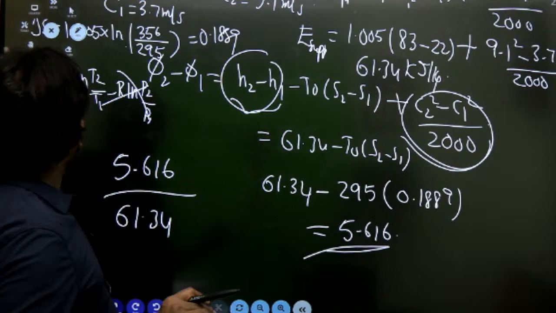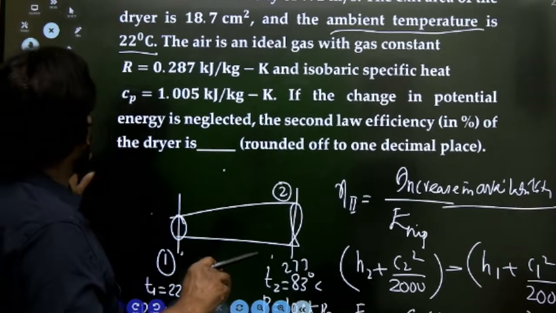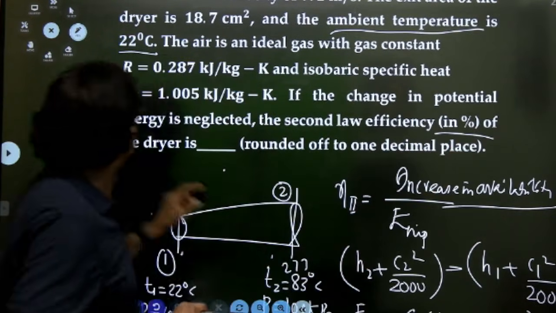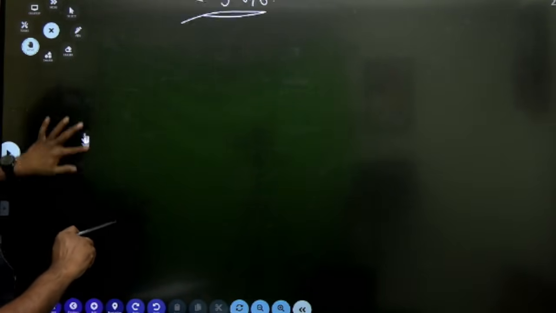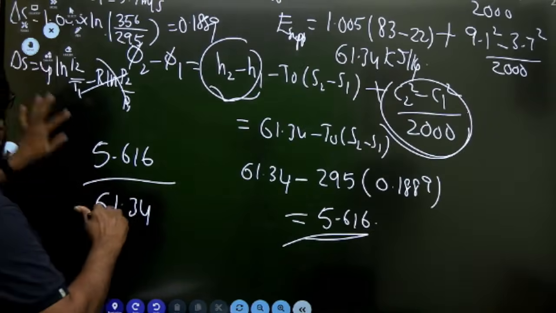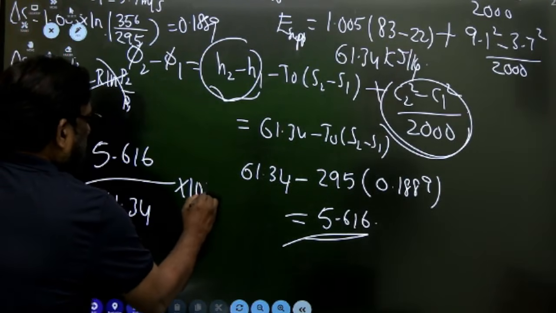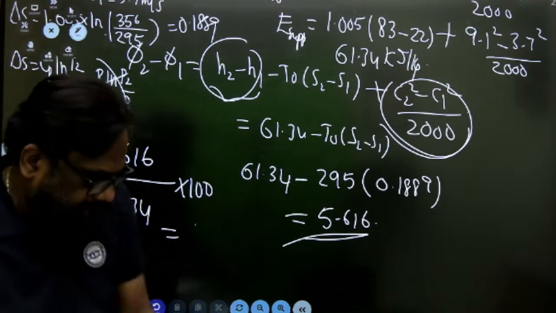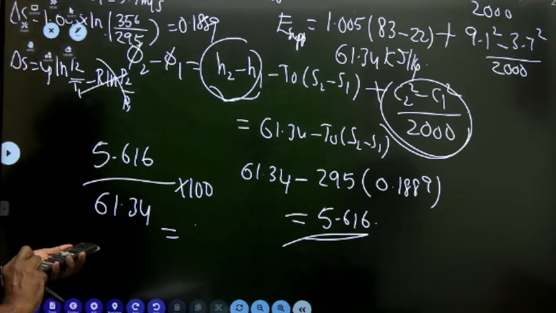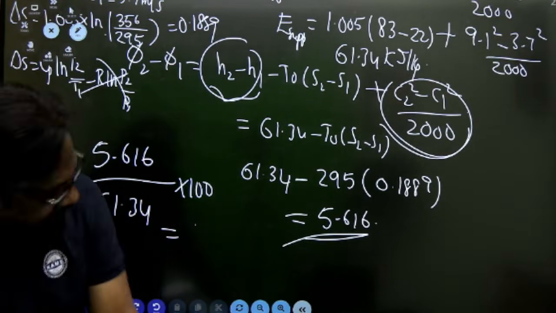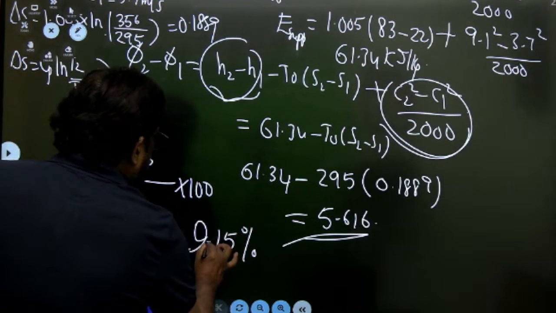So is he asking in percentage, mitro? Yes, it is asked in percentage. So therefore, you multiply this with 100. So the value is कितना आ रहा है सर? 9.15. The answer, एक बार please final GATE key से एक बार answers check कर लेना please.